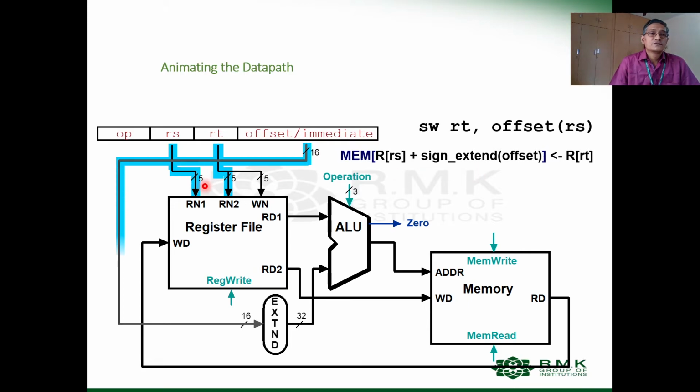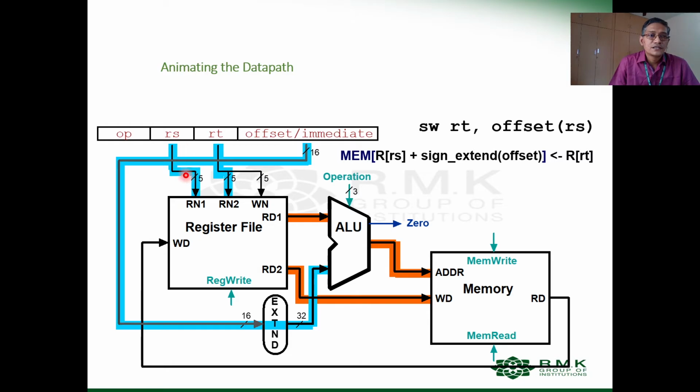The 16-bit offset is again converted into 32-bit using the sign extension unit, and it is given as one input to the ALU. RD2 is the RT field, which is given to the data memory, where we need to write. The base address from the RT is added to this offset, the addition is performed, and we index into the data memory.